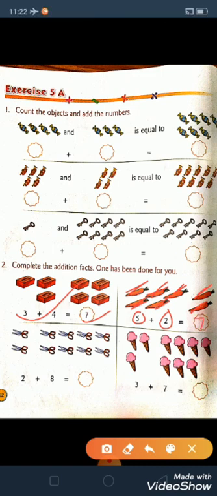In total 7 carrots. Now here, scissors. Total first is 2 scissors, again 8 scissors. If we add it, it means 1 2 3 4 5 6 7 8 9 10. In total 10 scissors.